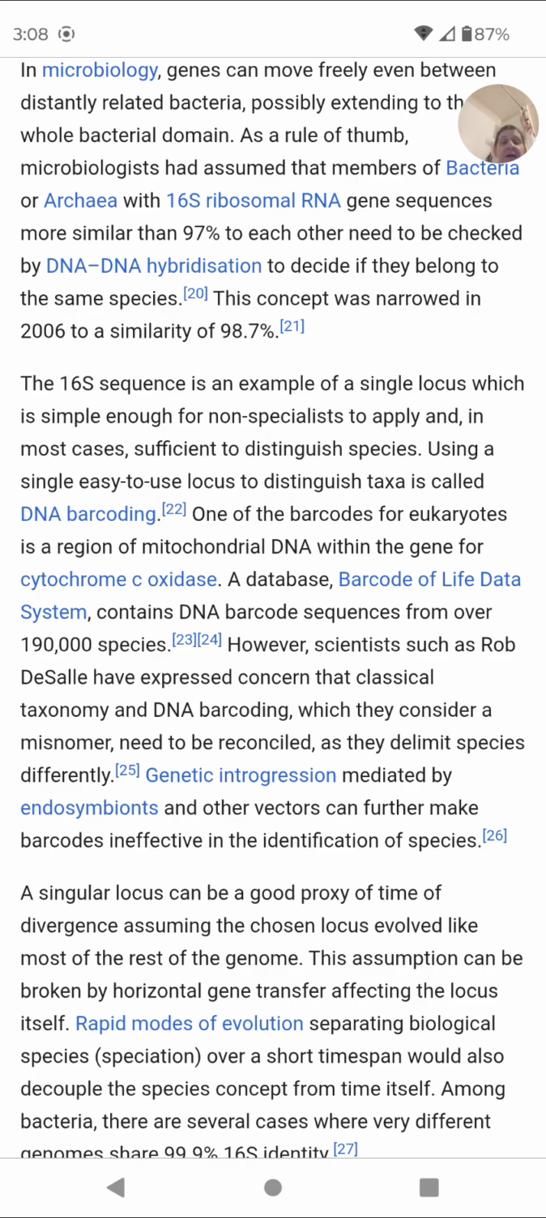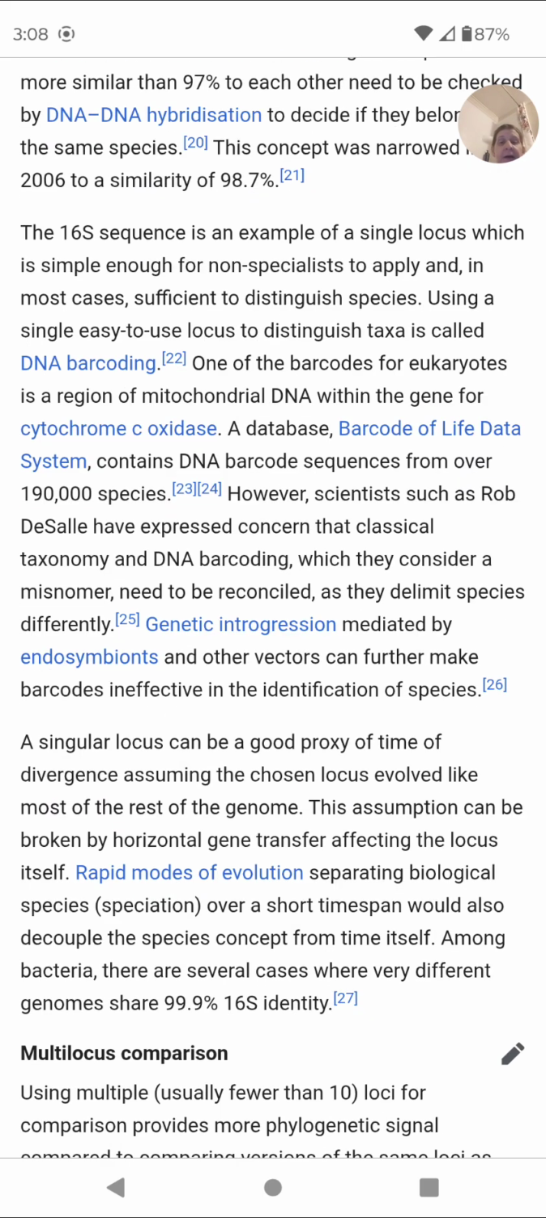However, scientists such as Rob DeSalle have expressed concern that classical taxonomy and DNA barcoding, which they consider a misnomer, need to be reconciled as they delimit species differently. Genetic integration mandated by endosymbiosis and other vectors can further make barcodes inefficient in the identification of species.